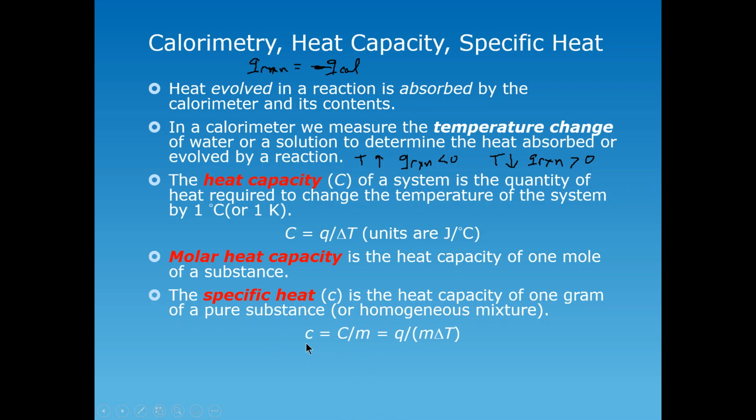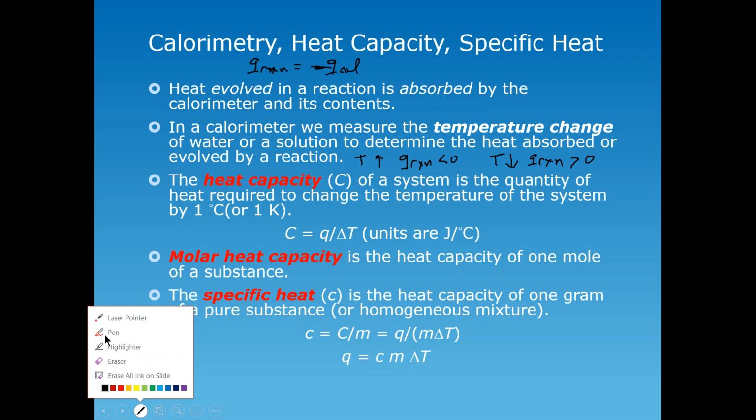So the relationship between lowercase c, which is the specific heat, and uppercase C, which is the heat capacity, is lowercase c is equal to uppercase C divided by m, which is equal to q over m times delta t. All right, so what we did here is basically substitute for C, q over delta t, and we end up with this equation here. Or another way of expressing it, which is a more common way of expressing the relationship, is given by this relationship right here.